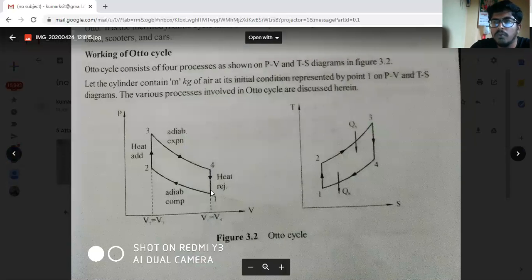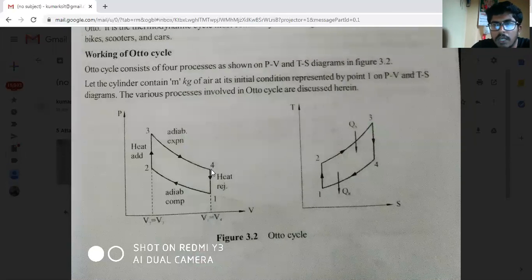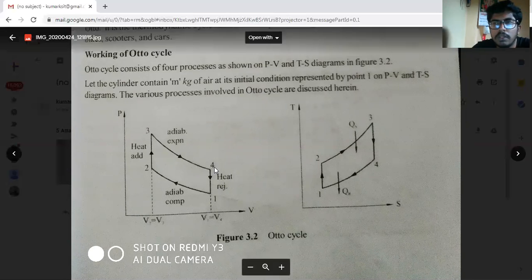The process 4 to 1. The insulating cap is removed and a cold body is brought in contact with the cylinder head. The cold body starts receiving heat from the air and the temperature falls from T4 to T1. During the process 4 to 1, heat is rejected with the help of the cold body. The heat rejected QR is equal to m into Cv into T4 minus T1. That is the mathematical expression during the process 4 to 1.